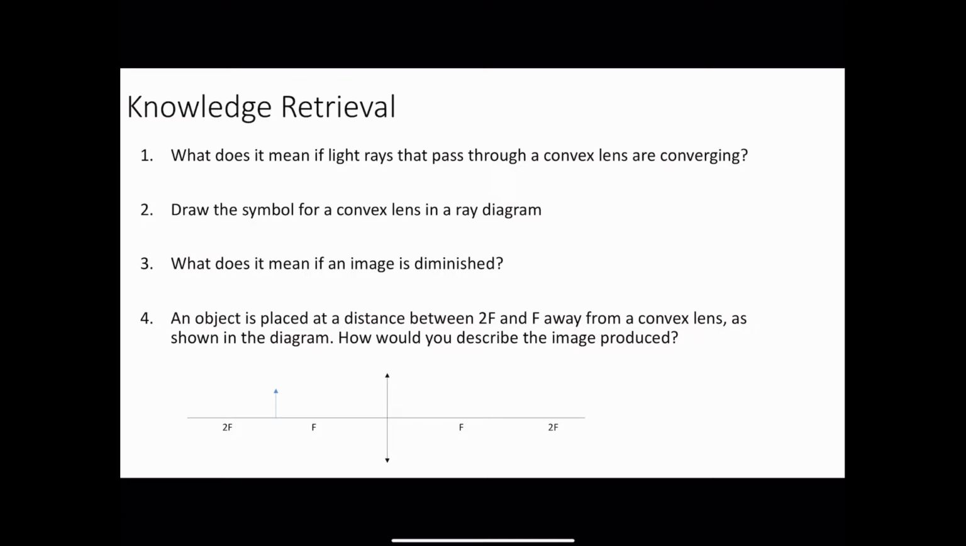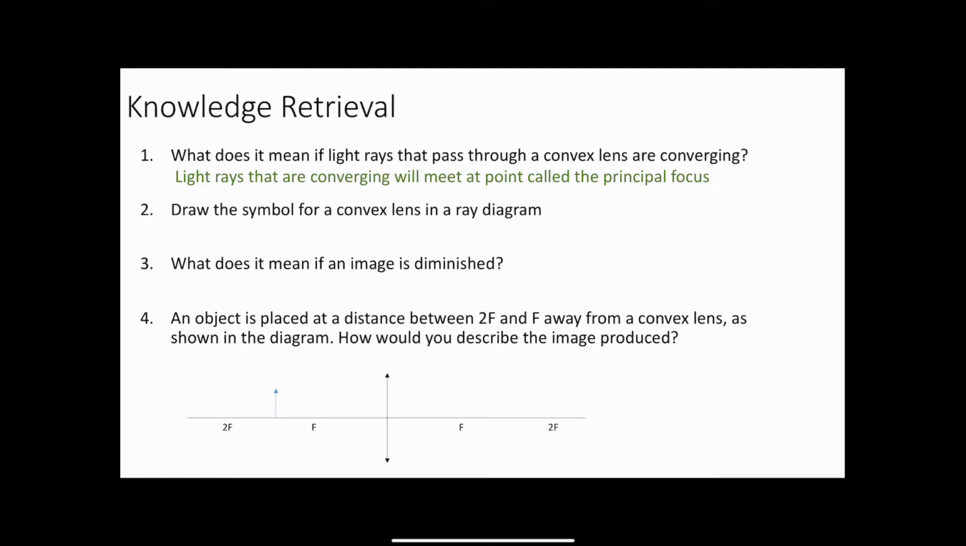Question 1 says, what does it mean if light rays that pass through a convex lens are converging? Well, remember, if something is converging, it means that the light rays will meet at a point, and that point is called the principal focus.